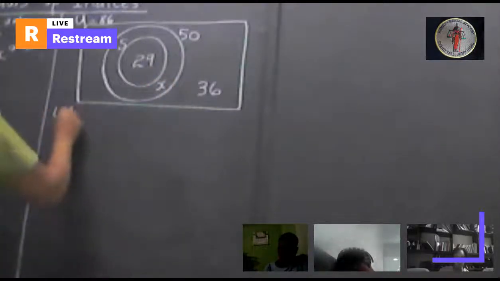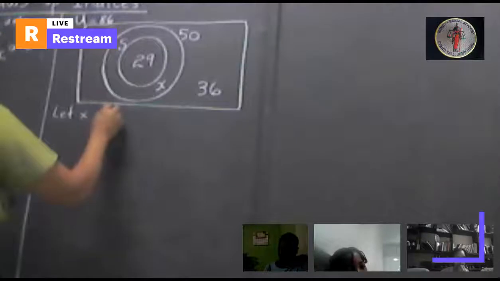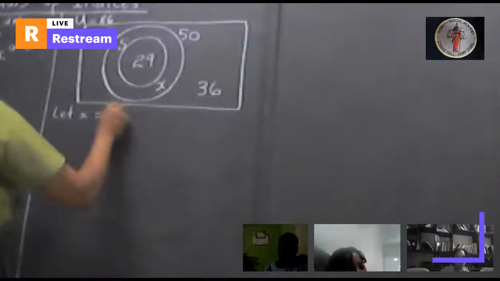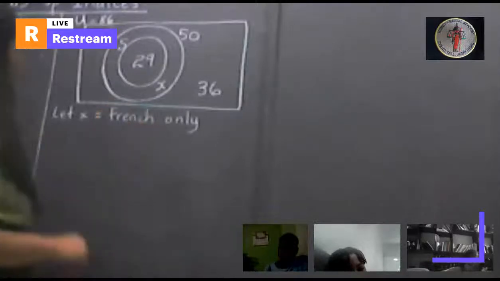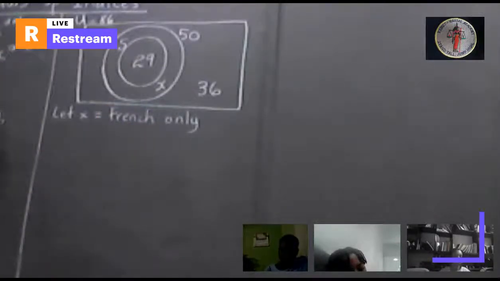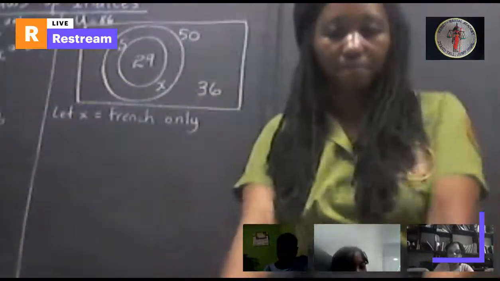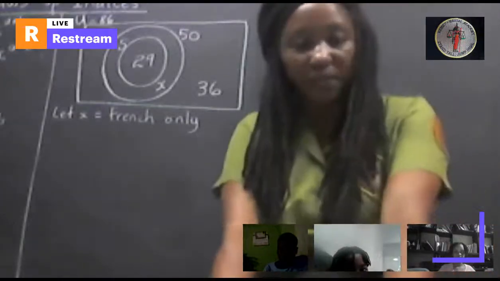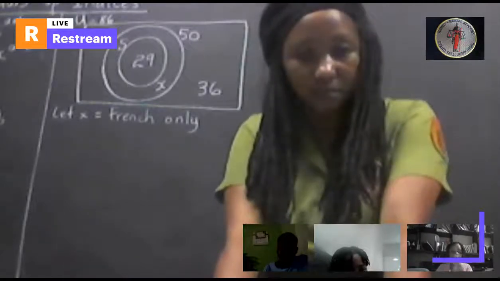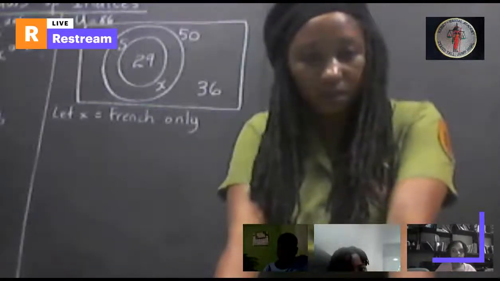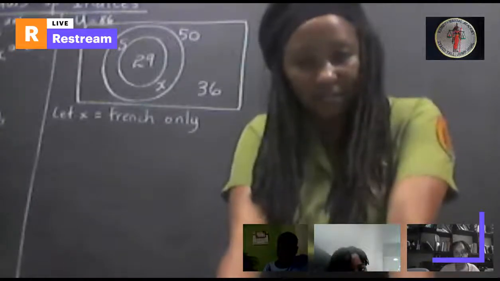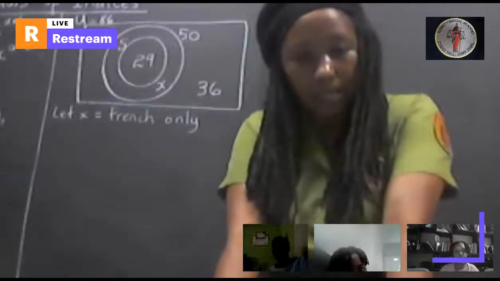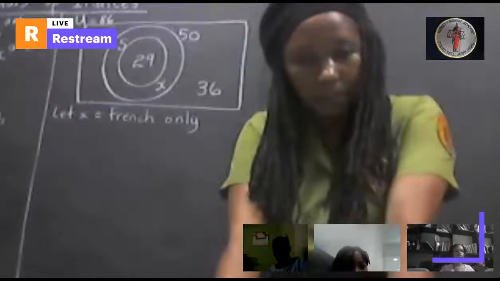So let X equal those who do French only. How many persons do French only? Miss, 50. 50 minus X. 50 persons do French only. No, miss, 50 minus X. Because you're trying to find. Wait. 50 minus X. Wait, no. X is French only. Okay.